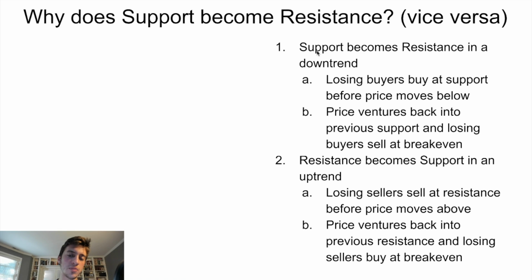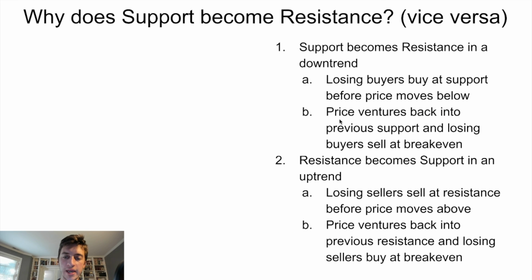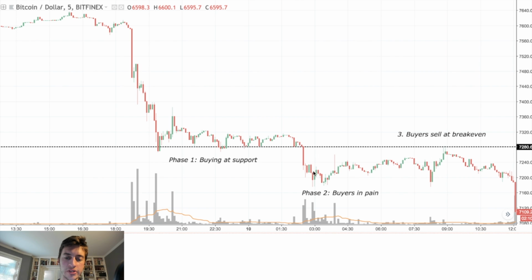Now, the reason why support becomes resistance in a downtrend is this. So here's a visual example here. We get buyers who buy at support before price moves lower. So as you can see, price moved lower here, but we had some buying here. How do I know that traders were buying at support? Well, the whole reason why support does form is because there was an amount of buying or exhausted selling that occurred at that price level. So we can see here we have a volume spike of likely exhausted sellers, meaning everyone who wanted to sell has already sold.